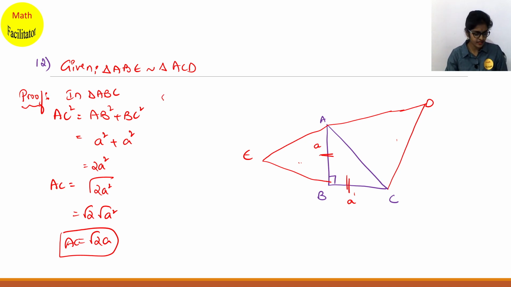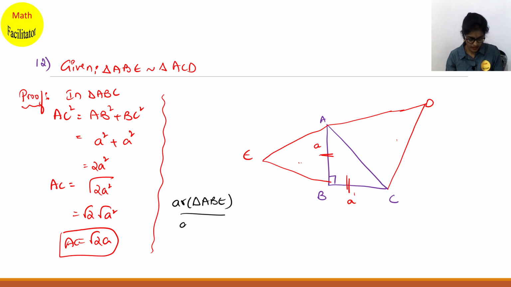Now using the similarity of triangles concept, we have to find the ratio of the area of triangle ABE divided by the area of triangle ACD. This is one theorem which is deleted for you.